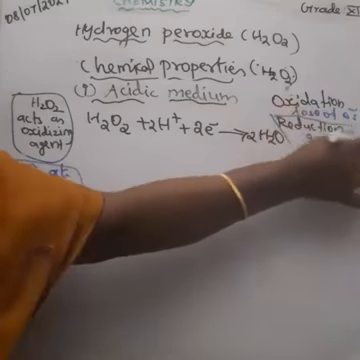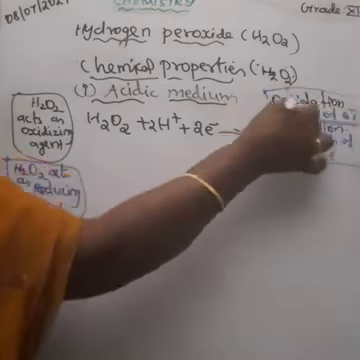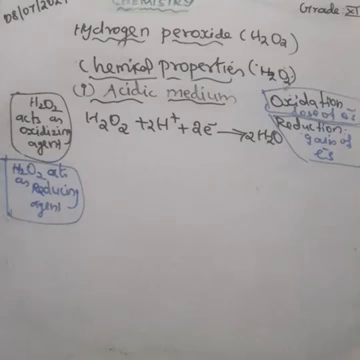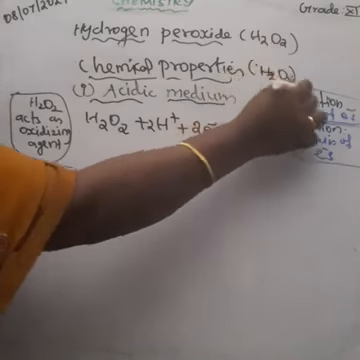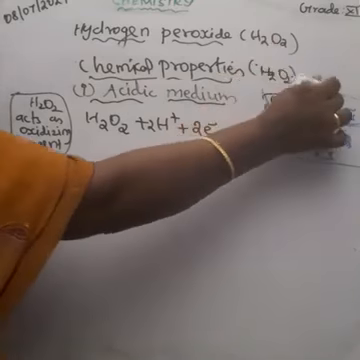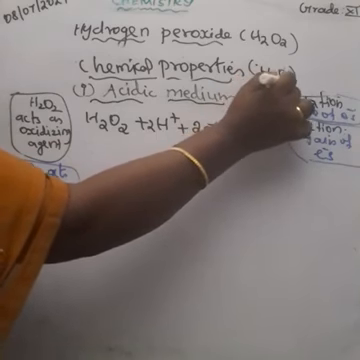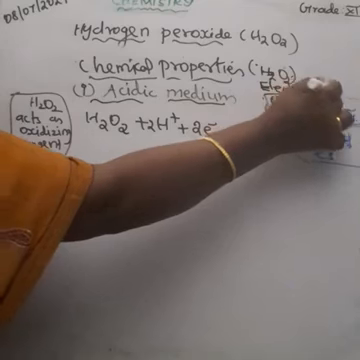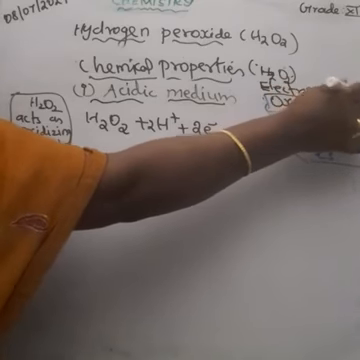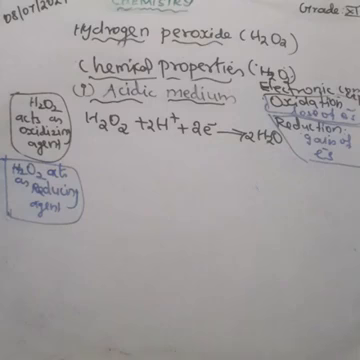In your lower classes, maybe you studied that oxidation means addition of oxygen and removal of hydrogen, and reduction means addition of hydrogen and removal of oxygen. I'm not talking about that concept. There are different concepts of oxidation and reduction. Here we are studying the electronic concept, related only to electrons. So according to the electronic concept, oxidation means loss of electrons, reduction means gain of electrons.